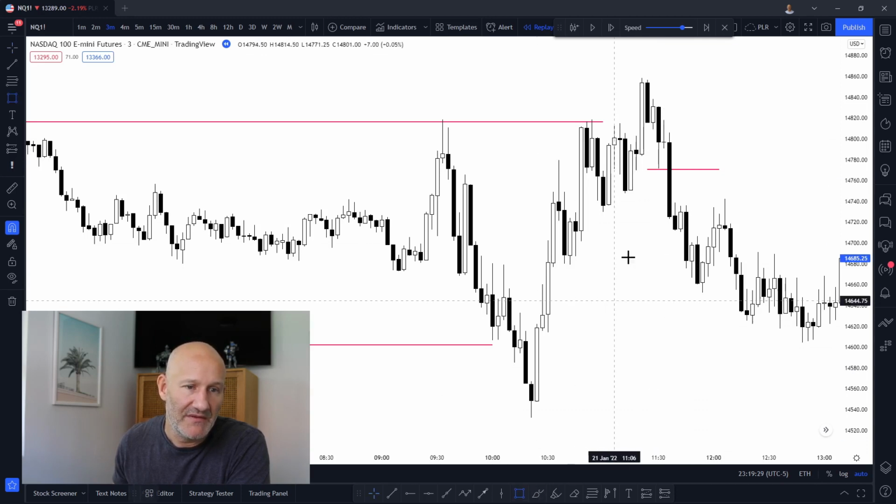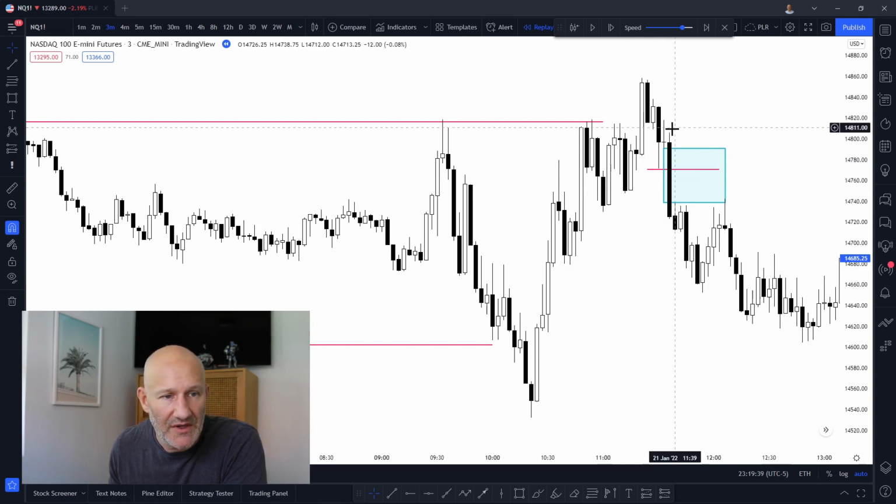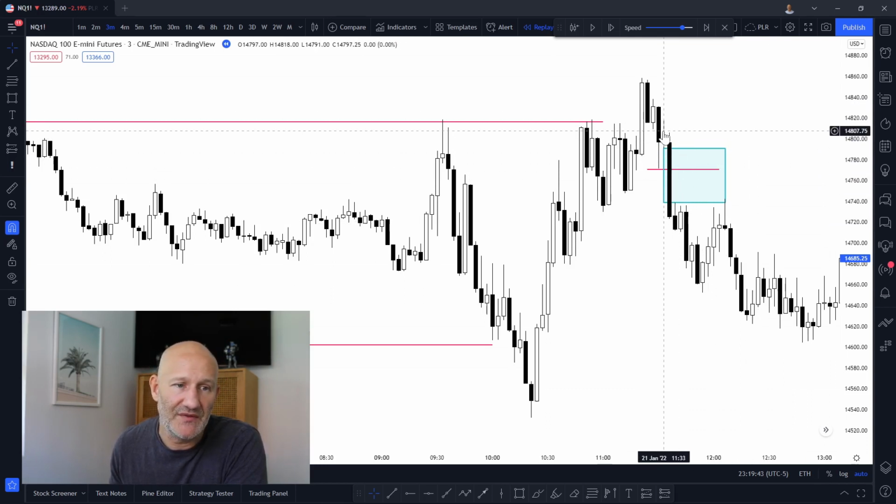And this is where the fair value gap gets created. So the fair value gap, remember, is an imbalance, and we're looking at this section here. Basically what it is, we've got a 1, 2, 3 candle formation. So this is the first candle.